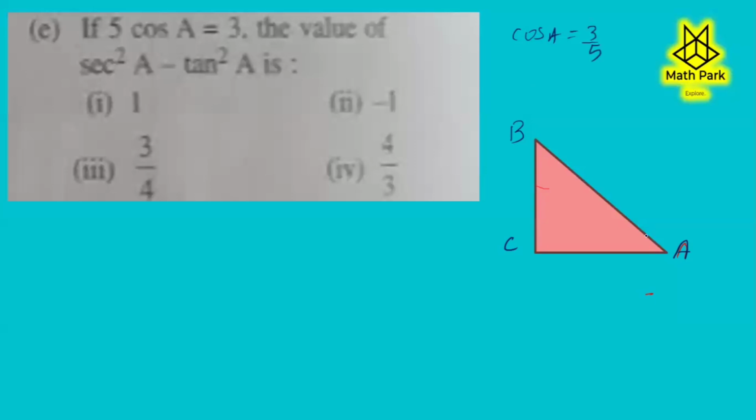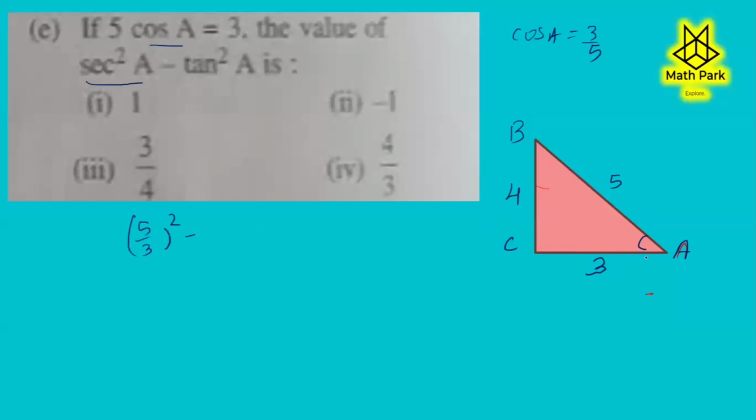Now cos is adjacent upon hypotenuse. So adjacent to A is 3 and hypotenuse is 5. So 3, 4, 5 is a Pythagorean triplet. So sec A is the reciprocal of cos A. So you get sec square A. Sec square A is 5 upon 3 the whole square.